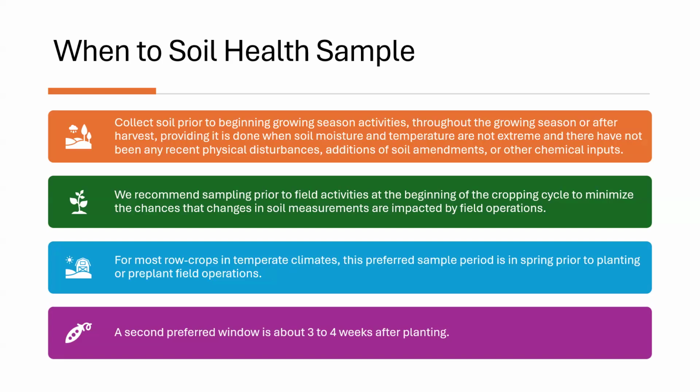So going out there in the spring and doing our sampling. If you can't hit that timing, usually our second preferred timing is about 3 to 4 weeks after planting, giving the soil itself time to stabilize following that disturbance. So again, there's a lot of opportunities here, but when you actually go out and take those samples really will depend on your goals and your cropping system, but really trying to avoid some extremes.